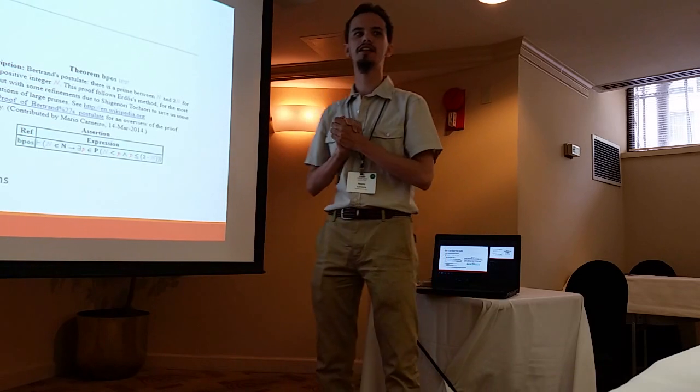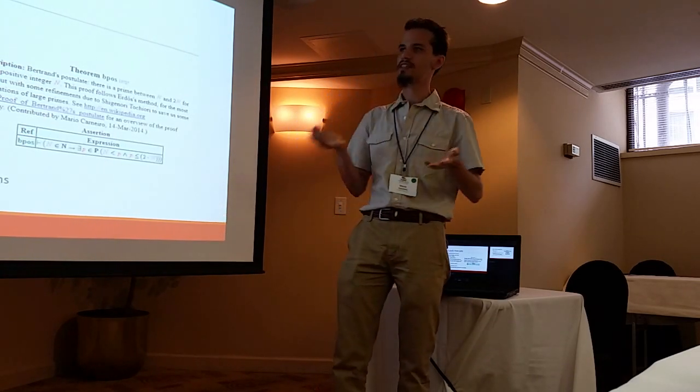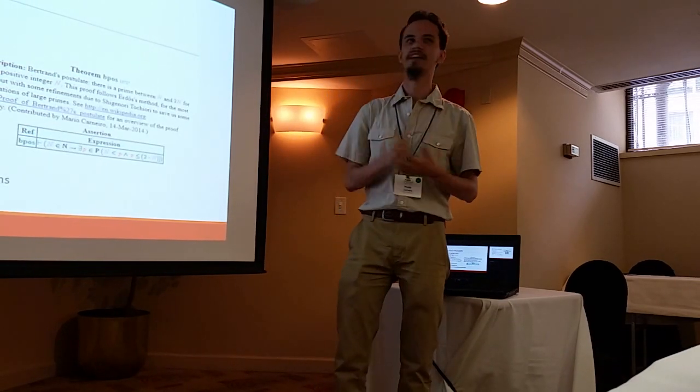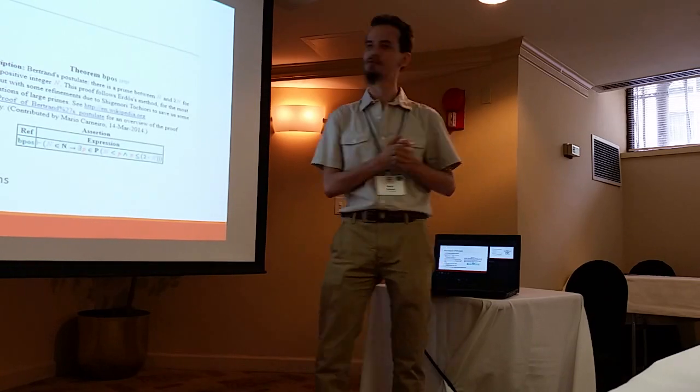So here let me quickly state what Bertrand's postulate is. It says there's a prime between n and 2n. It's very convenient, easy to state, and really hard to prove.